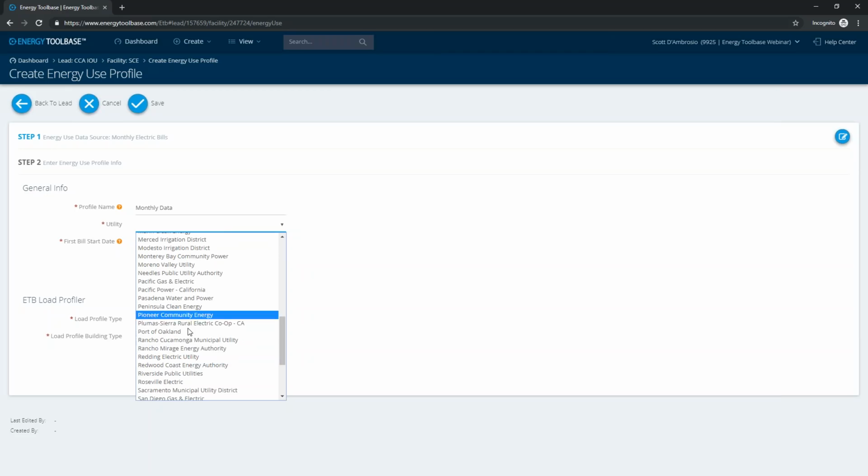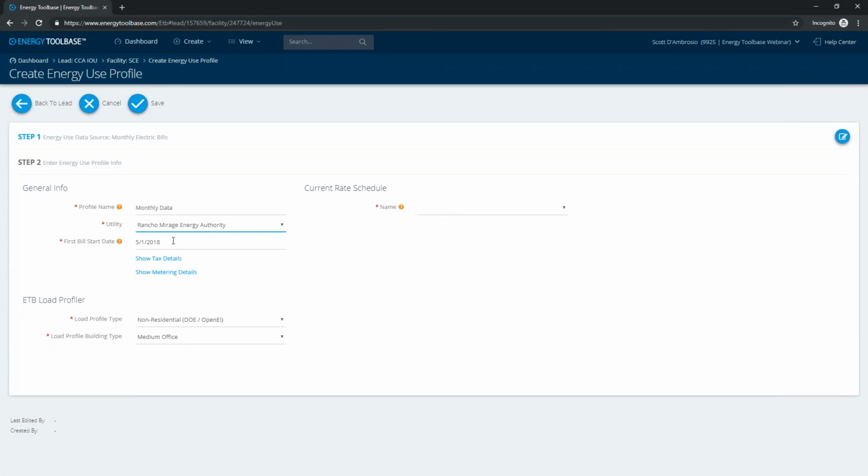So let's continue that flow with Rancho Mirage. We're going to choose that. Next is bill start date. This is when the billing starts; 12 months from this date is when the true-up period would happen. Underneath here, let's go to metering.